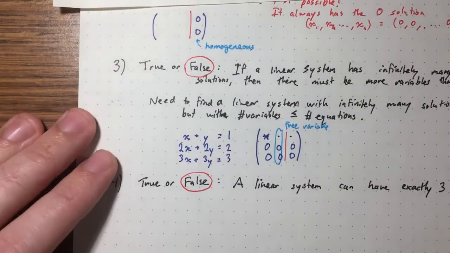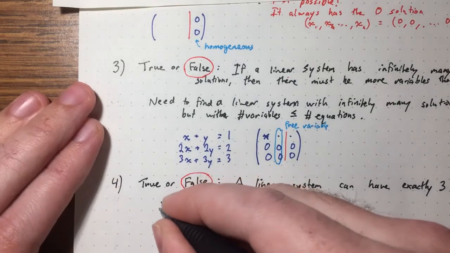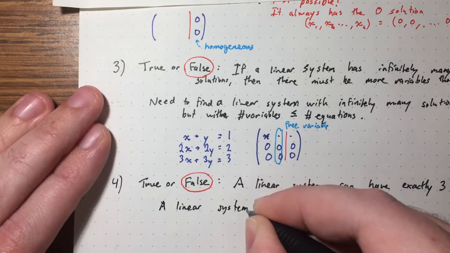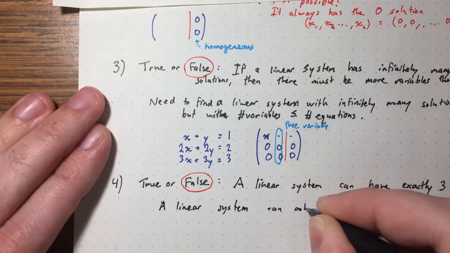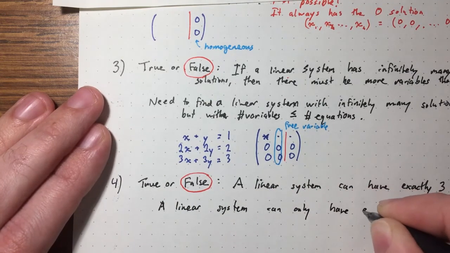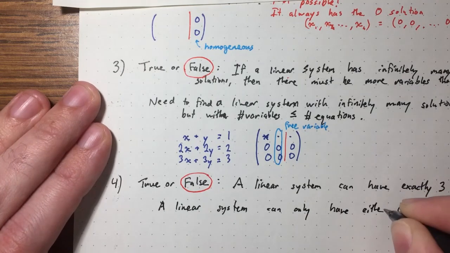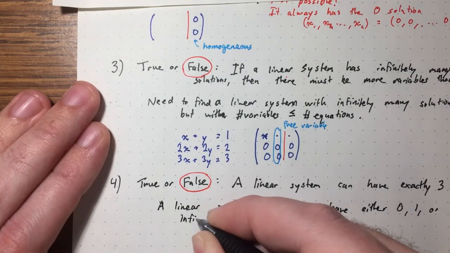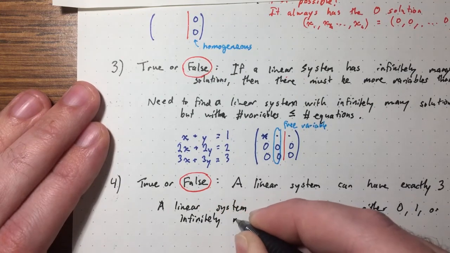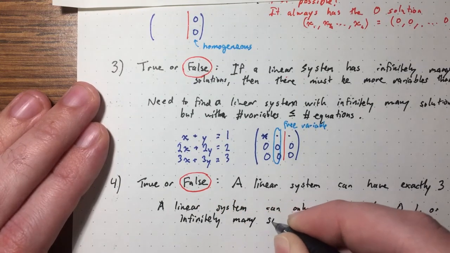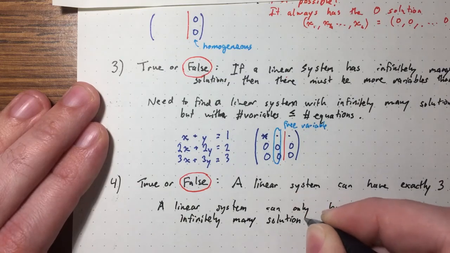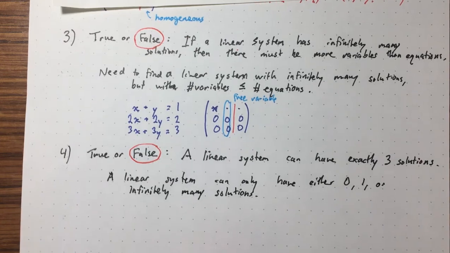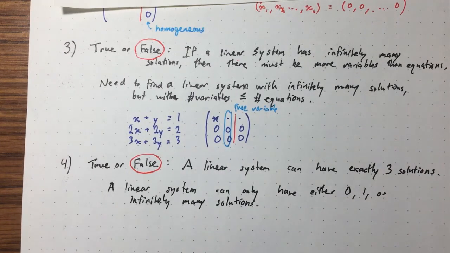A linear system can only have either 0, 1, or infinitely many solutions. So those are the only 3 possibilities for a linear system of equations. All right. So that's kind of cool.